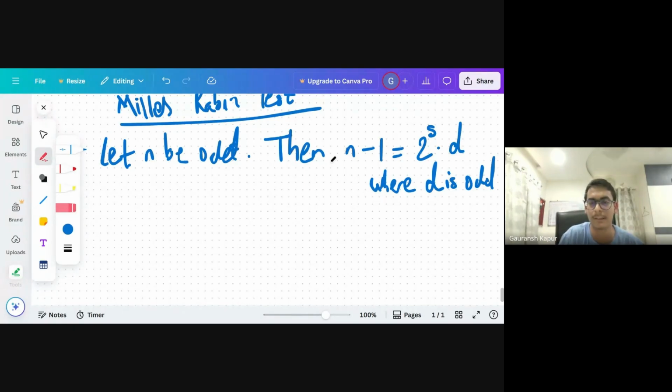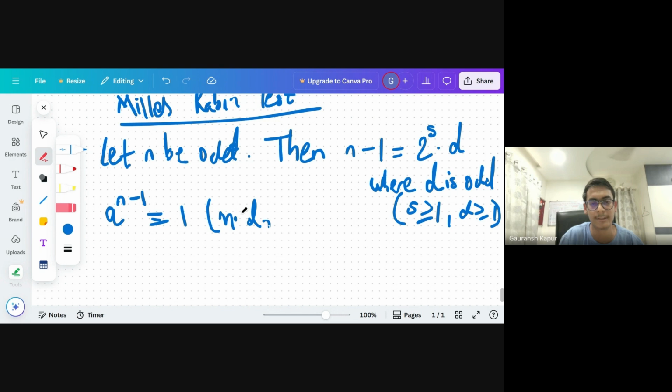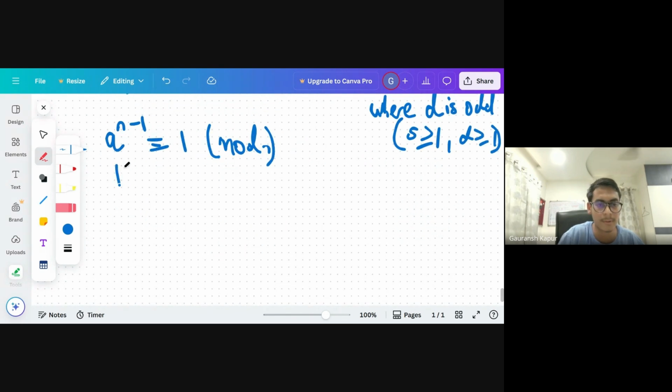So, the Miller-Rabin test. Let n be odd, then n minus 1 is even, so it can be written in the form 2 power s times d, where s is greater than or equal to 1 and d is odd. Now let's consider the Fermat congruence: a power n minus 1 is congruent to 1 mod n. I will rewrite this as a power 2 power s times d minus 1 is congruent to 0 mod n.